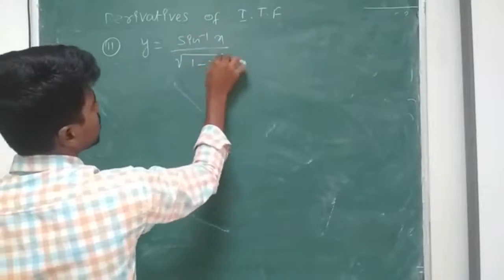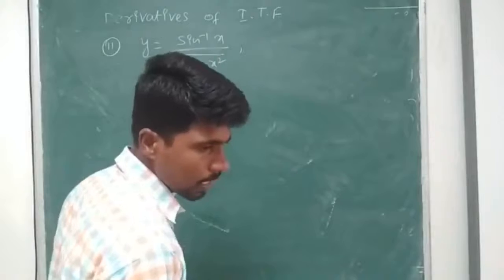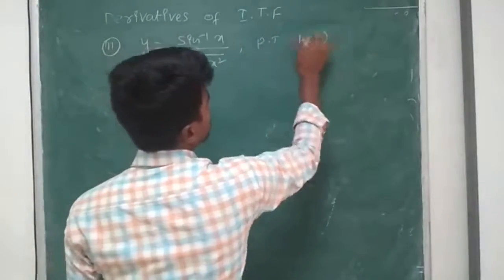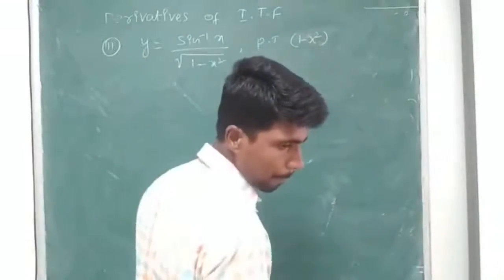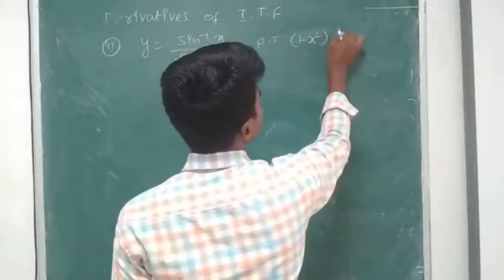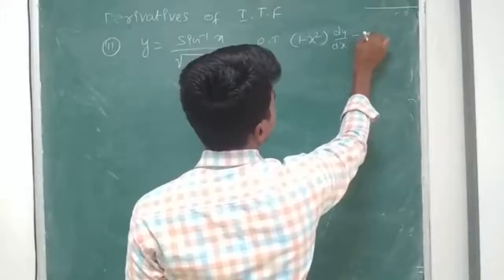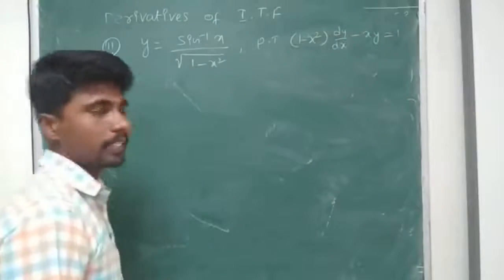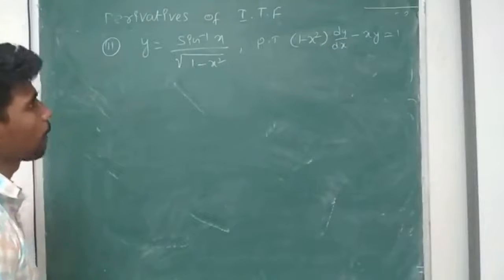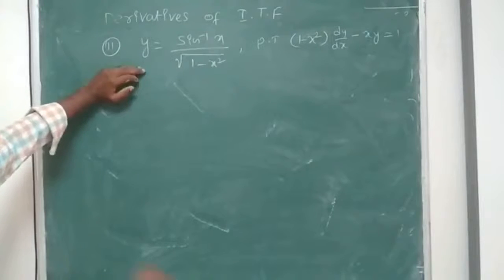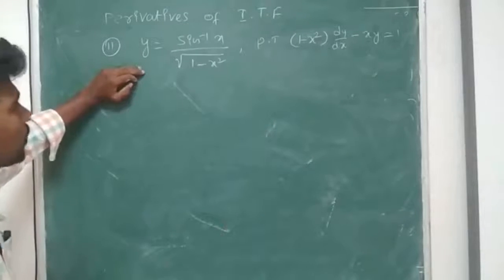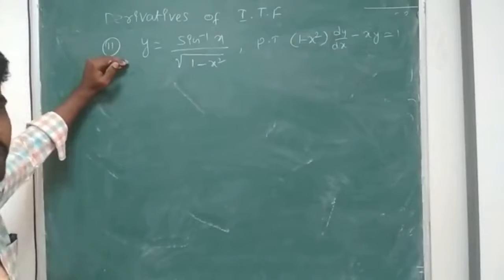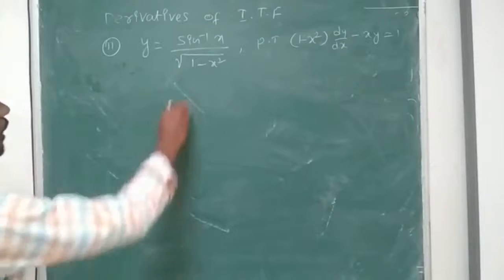Root of 1 minus x square. Prove that (1 minus x square) dy by dx minus xy equal to 1. To prove this, you can find dy by dx, substitute, and simplify. Otherwise, by transferring this to the left side, you can continue differentiating both sides. So I will do that.